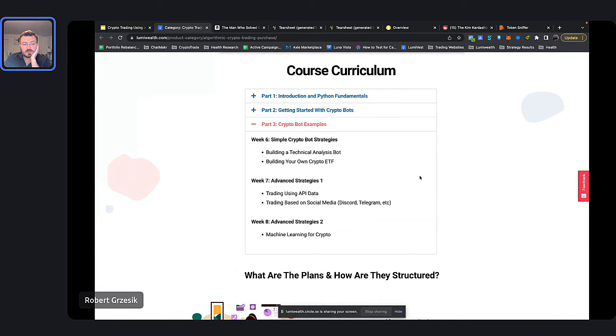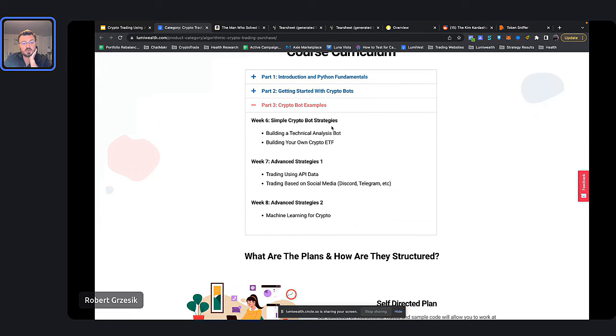Part 3, this is when we're going to show you lots and lots of different examples of bots. We're going to show you bots that use technical analysis. We're going to show you bots that will create your own crypto ETF, which you saw today here. We'll show you how to connect to different APIs, different types of websites, and get information from them. We'll show you how to connect through social media, Discord, Telegram, all that kind of stuff.